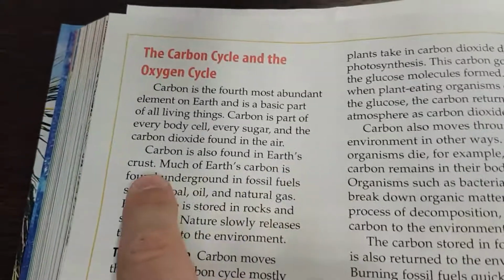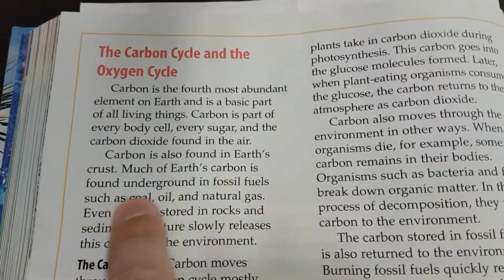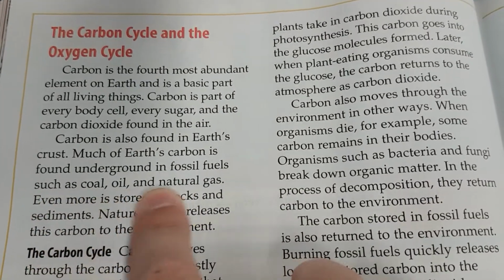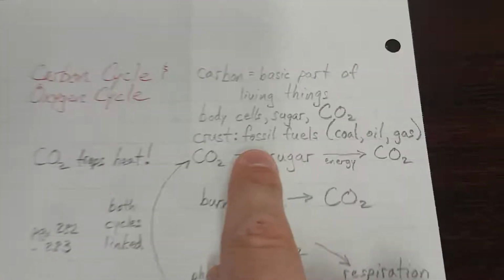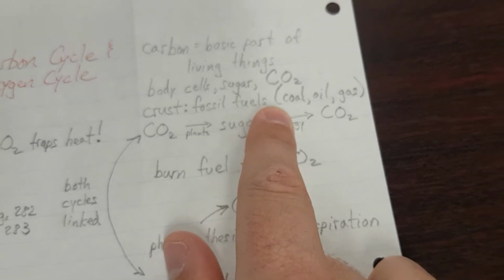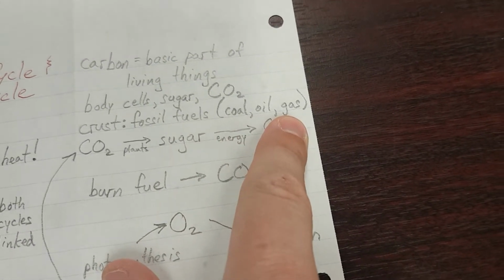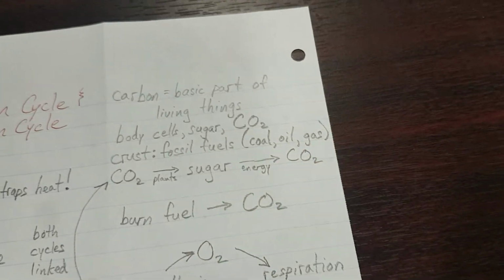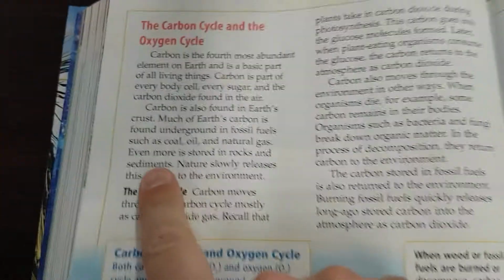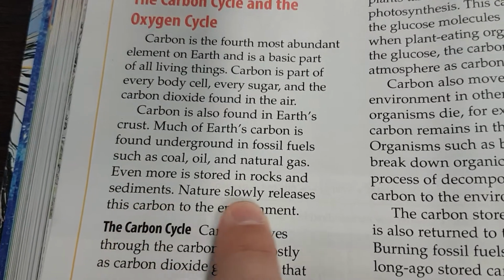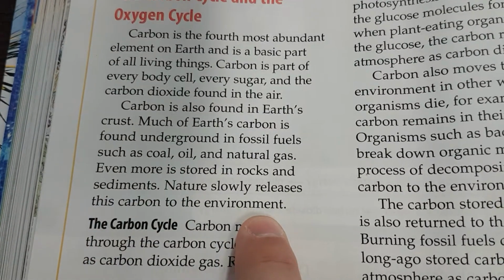Carbon is also found in Earth's crust. Much of Earth's carbon is found underground in fossil fuels, such as coal, oil, and natural gas. Fossil fuels, parentheses, coal, oil, gas. Close it. Even more is stored in rocks and sediments. Nature slowly releases this carbon to the environment.